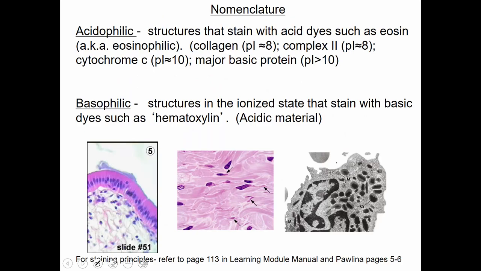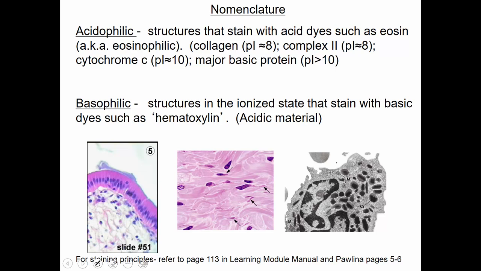Staining is really important in histology. If something is acidophilic, so structures that stain with acid dyes such as eosin, we typically say eosinophilic. So the structures that stain with acid dyes are basically basic. What do we have? Collagen. Collagen is a major component of the extracellular matrix outside the cell. So you may see out here a lot of these fibers are collagen fibers, because that outside world is staining. It's not just an empty space.